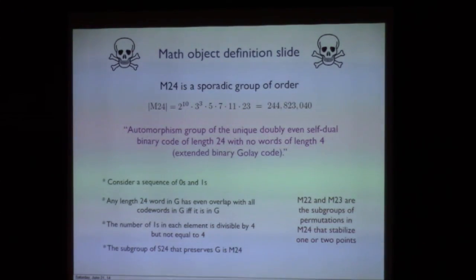So then you scratch your head and talk to somebody smarter than you. They explain what this means. What it means is this. Consider a sequence of 24 zeros and ones. We're going to define a set G. Any length 24 word that we include in this set is a string of zeros and ones that has even overlap with all other such strings that we've said are in G. The number of ones in each element in G is divisible by 4, but not equal to 4. And then the subgroup of the permutation group on 24 objects that preserves this set is M24. M22 and M23 are subgroups of the permutations in M24 that stabilize either 1 or 2 further points. Okay, so these will be the heroes of the later part of my talk.